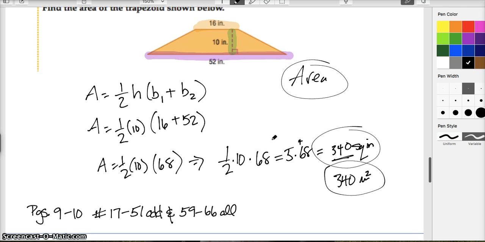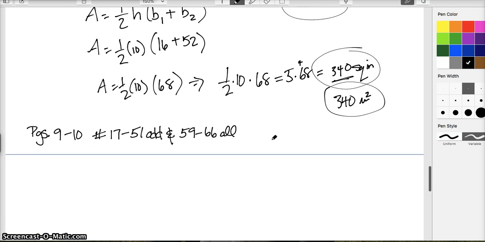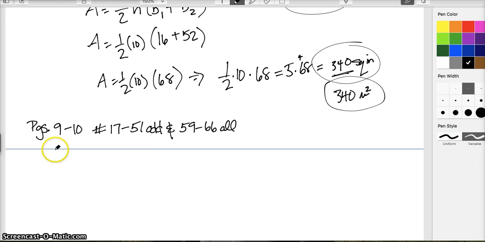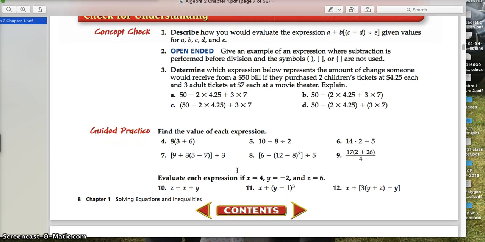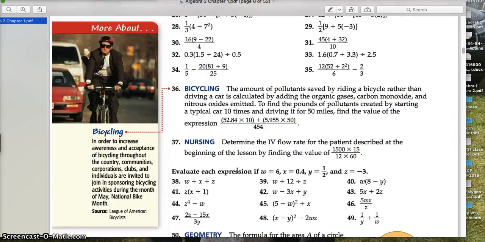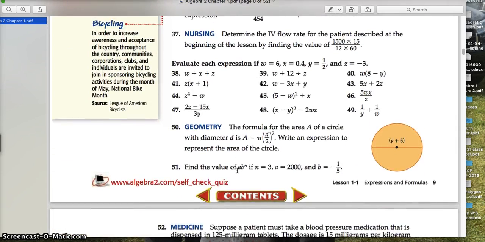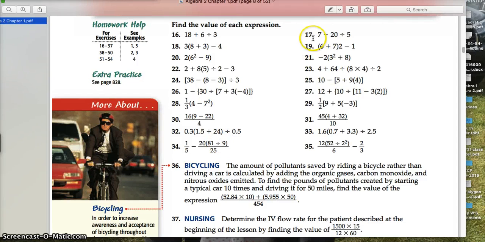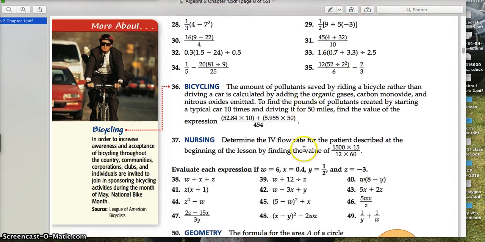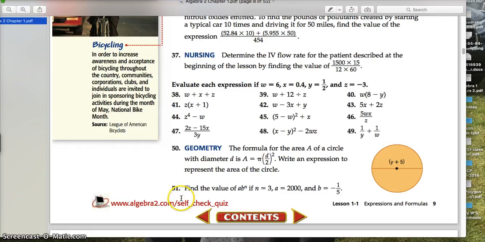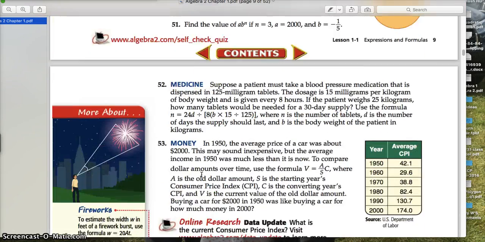So now that you've gotten this wonderful information, I want you to take the text, and I'd really love it if you would try problems 9 through 10, numbers 17 through 51 odd. So that's every other problem. And then you're going to do 59 through 66 all. Let's take a real quick look at that. So here's your textbook. Our assignment is going to be found on page 9, as I said before, and we're going to look at number 17 through 51 odd. Good practice.